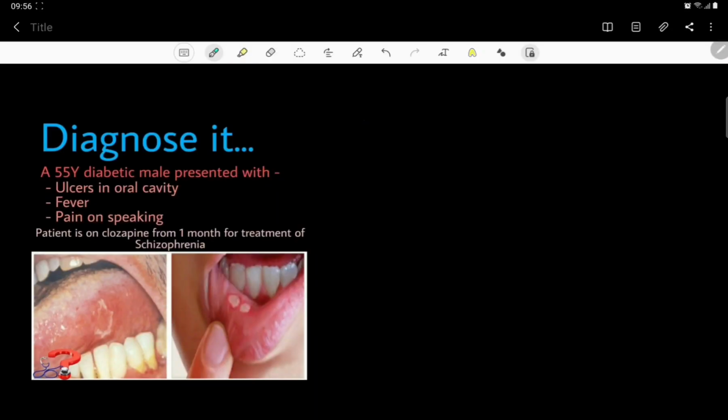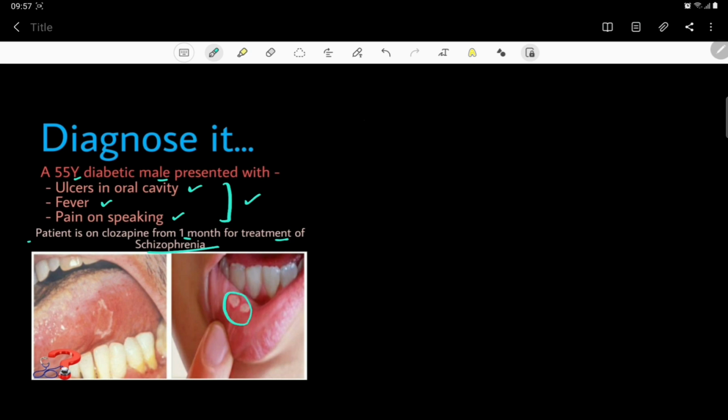Today we have this case of a 55-year-old diabetic male who presented with ulcers in the oral cavity, fever and pain on speaking. And there is this history of clozapine intake from 1 month for the treatment of schizophrenia. Well, firstly, by this history, we can say that there may be some kind of infection in the mouth of the patient and these ulcers are there.